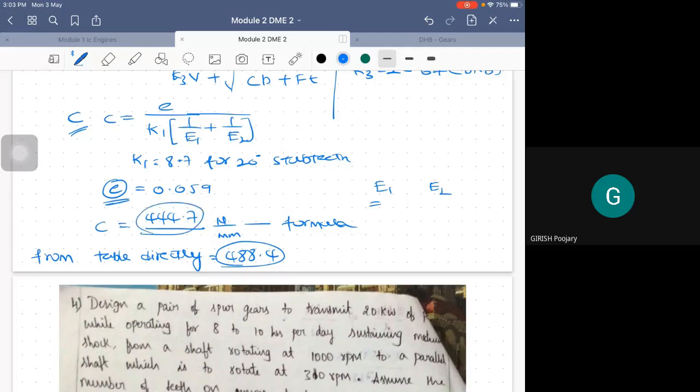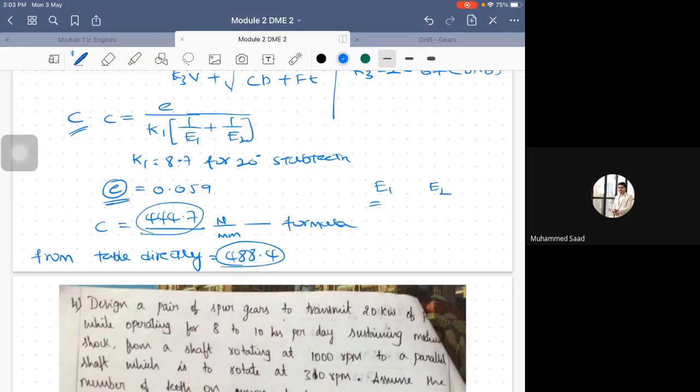So which do I need to take? Should I take it from the table or from the formula? With the discussion we had, formula. Why? Because E1 and E2 values are given in the problem. When the values of E1 and E2 are given specifically, you have to definitely, without any choice, go with the formula method.